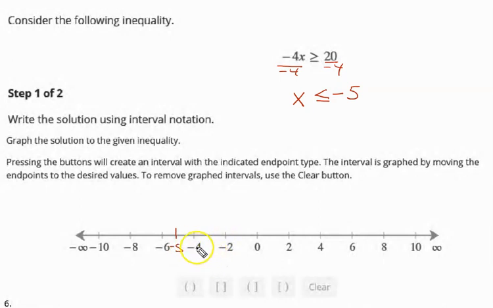And again, you're clicking on which set of symbols to put it there. Well, since this also is equal as well as less than, we're going to use a parenthesis and a bracket, which I believe is this one right here. So here we use a bracket, and then for -infinity, we're going to use a parenthesis. So interval notation would be -infinity, comma, -5, bracket.